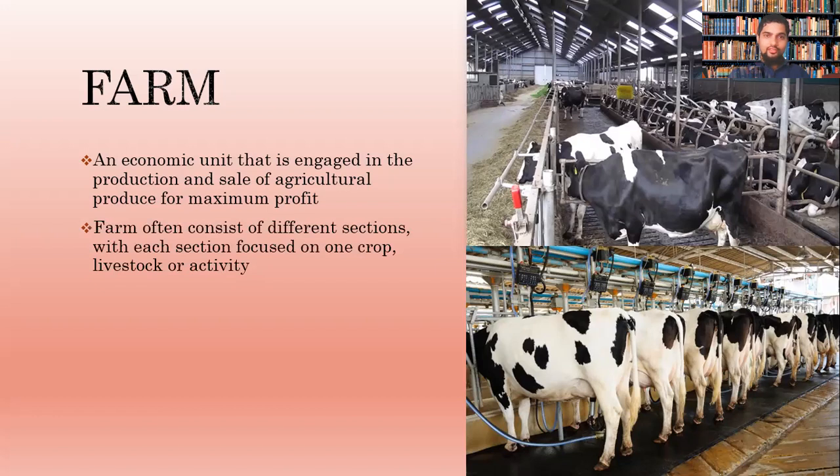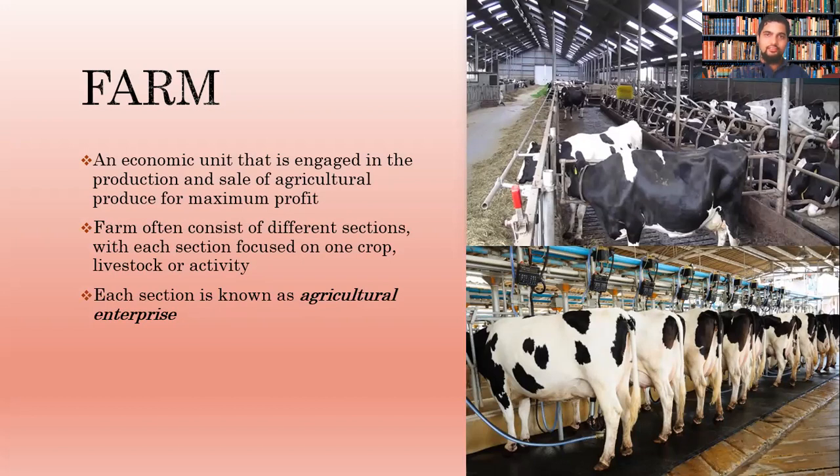So farms often consist of different sections, with each section focused on one particular crop, a livestock, or an activity. And we're really talking about very large farms. Each section of that farm is known as an agricultural enterprise.